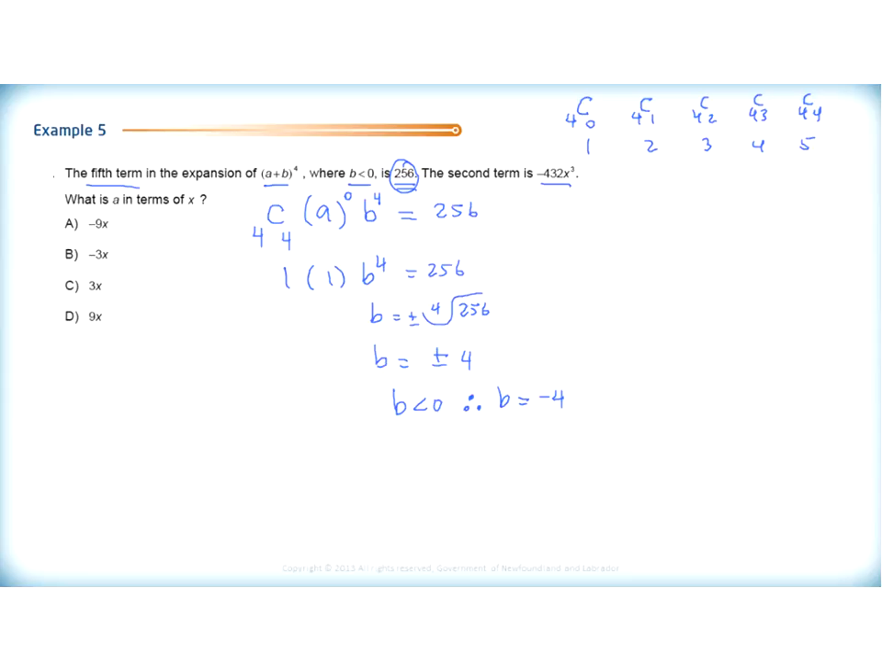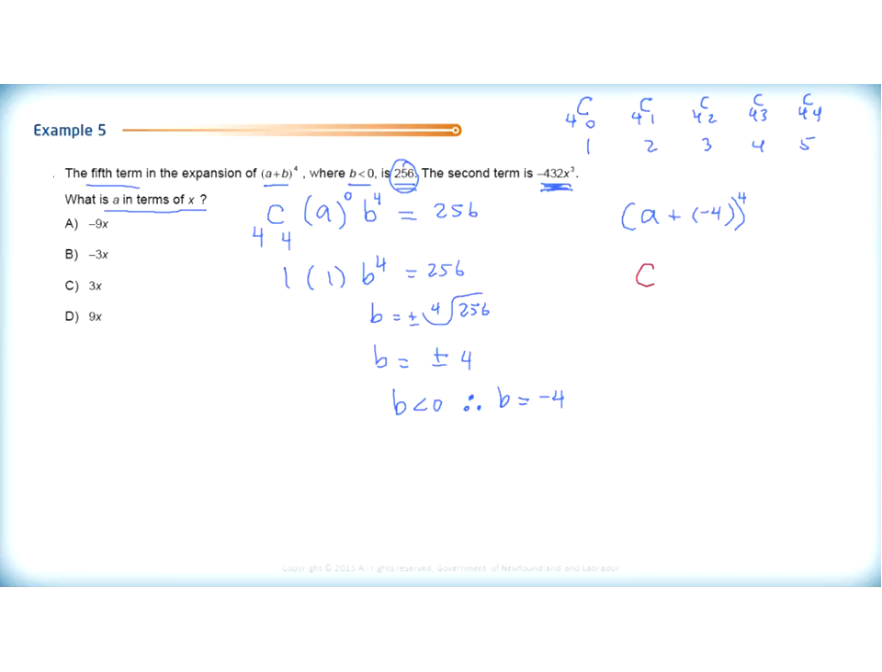It says the second term is negative 432x cubed. What is A in terms of x? So we're looking for A in terms of x. So what I have now is this. I got A plus a negative 4 to the power of 4, because remember, B is negative 4. The second term is negative 432x cubed.